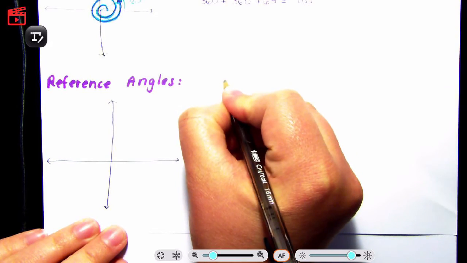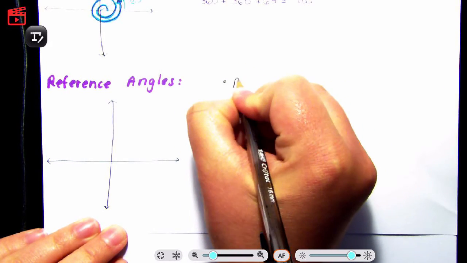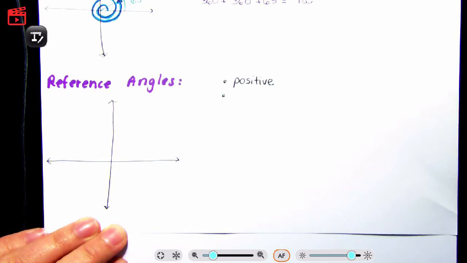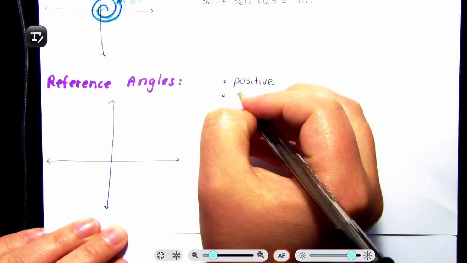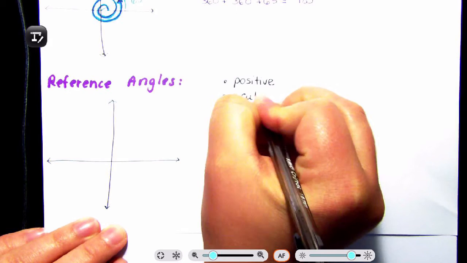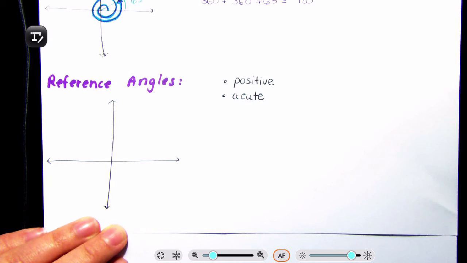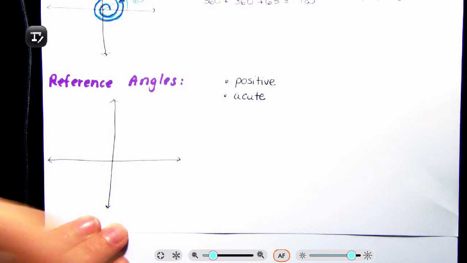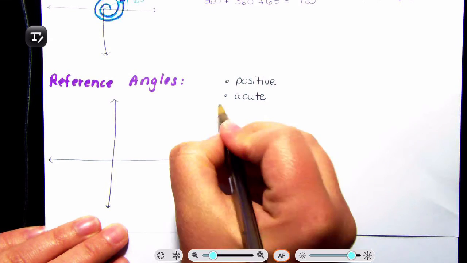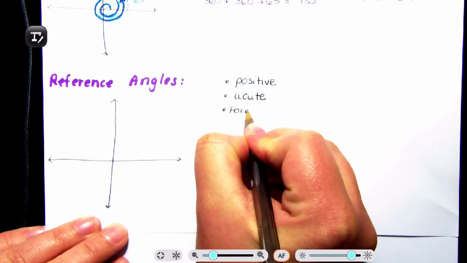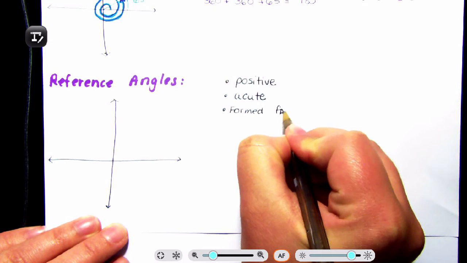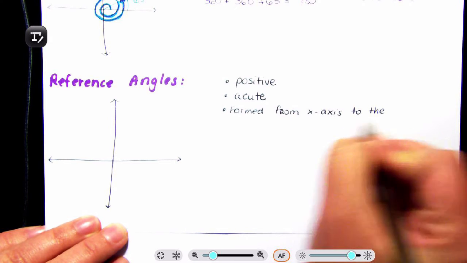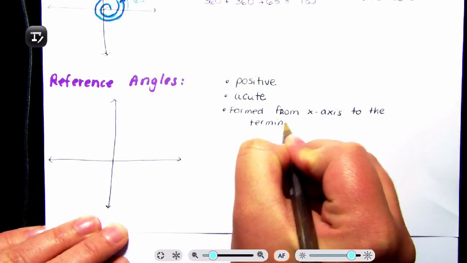The first thing about a reference angle is that it is positive, meaning there are no negatives, there are no clockwise positions. It is also acute. The way I remember acute is to think it's a cute angle, meaning it's small and cute, like a kitten. So an acute angle is a small angle, less than 90 degrees. And it's formed from the x-axis to the terminal side.